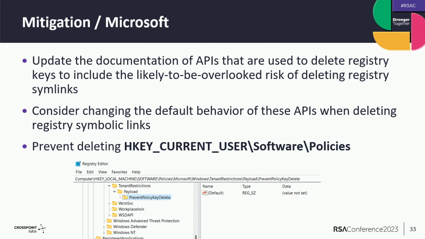The second thing I would call on Microsoft to do is consider changing the default behavior so the target key is not deleted when you try to delete the link. And finally, make it difficult to delete the current user software policies keys, even for admin or system accounts. They have done so already for the equivalent policies keys that are part of the local machine hive. And there you will find a subkey with the name prevent policy key delete.